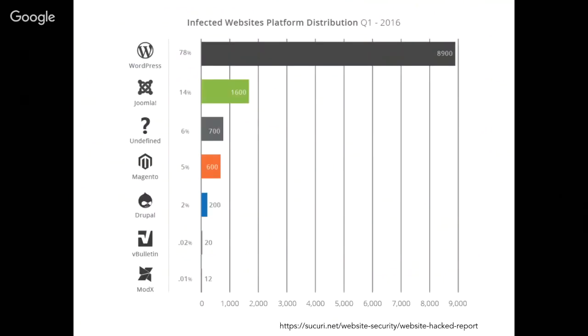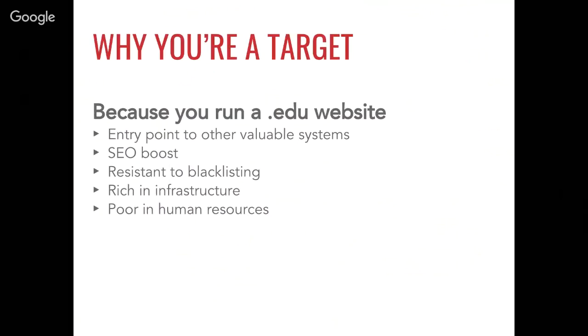Typically, what we see for content management systems, and those are environments that allow you to add content dynamically and then apply themes and plugins to it, WordPress, Joomla, Drupal are common ones, and WordPress is far and away both the most popular and the one that's most infected or most often hacked.